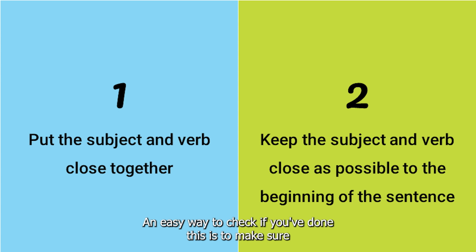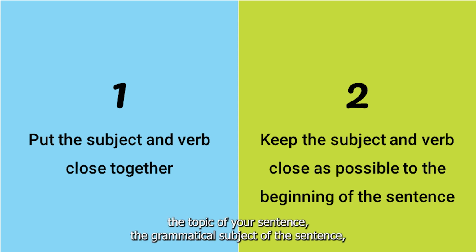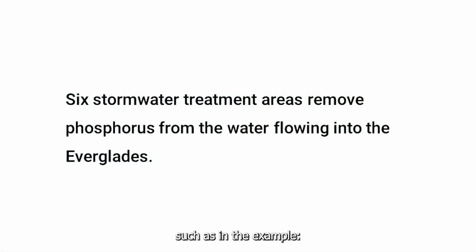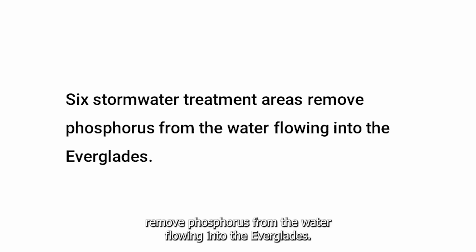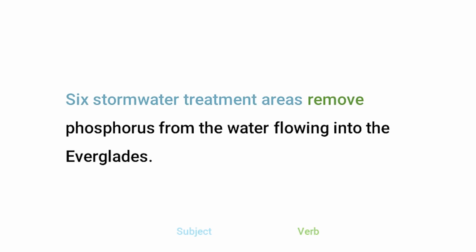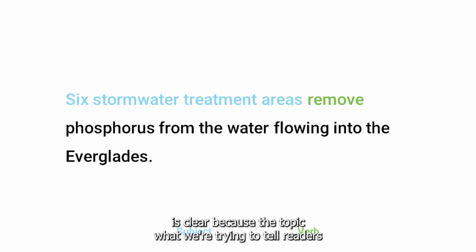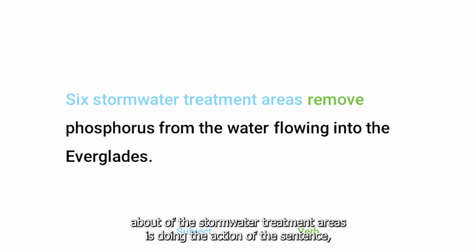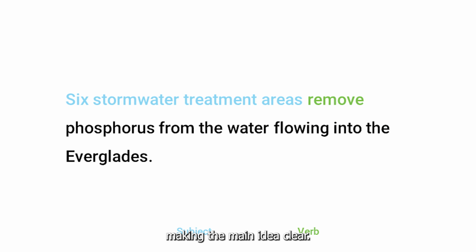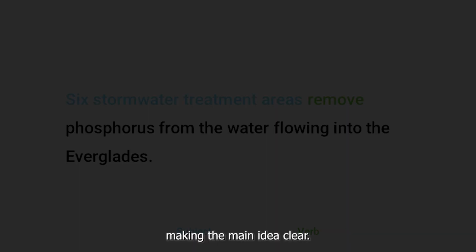An easy way to check if you've done this is to make the topic of your sentence the grammatical subject of the sentence, such as in the example, 6 stormwater treatment areas remove phosphorus from the water flowing into the Everglades. This sentence is clear because the topic, what we're trying to tell readers about, of the stormwater treatment areas is doing the action of the sentence, making the main idea clear.